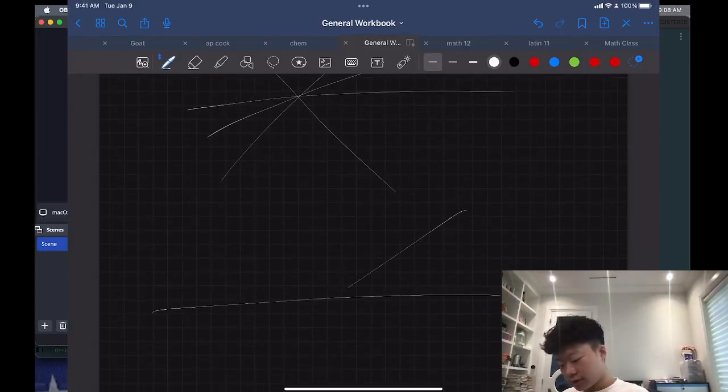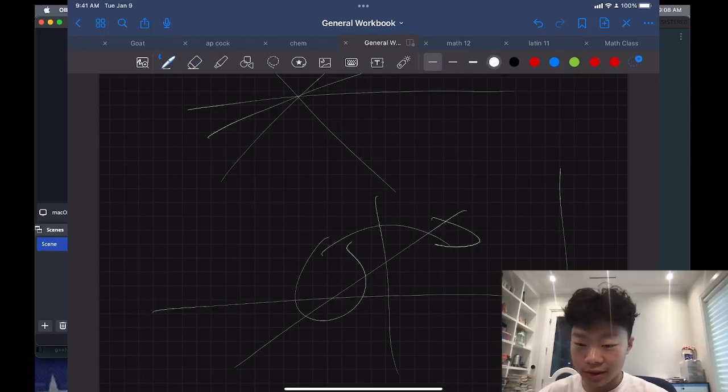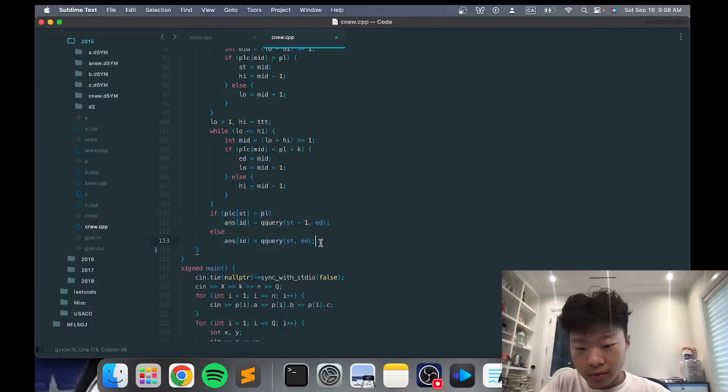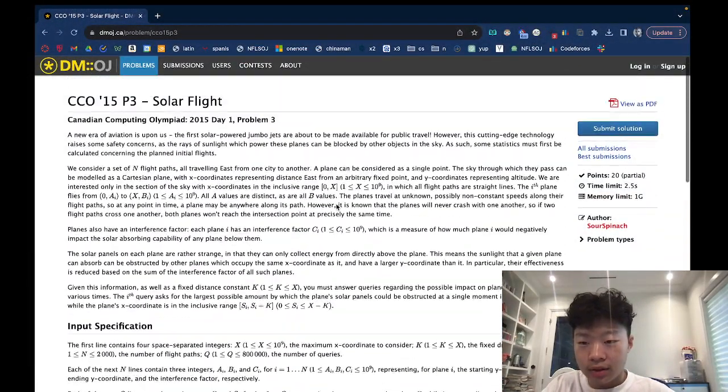So if it's like this, I don't know what I'm drawing, and the interval is like here, then you still have to consider this intersection before it. You still have to consider this answer over here, but it's not inside this interval. Okay, if that kind of makes sense. So you have to subtract 1 if where you're at right now is inside. Okay, that example is kind of messed up, but you get the point.